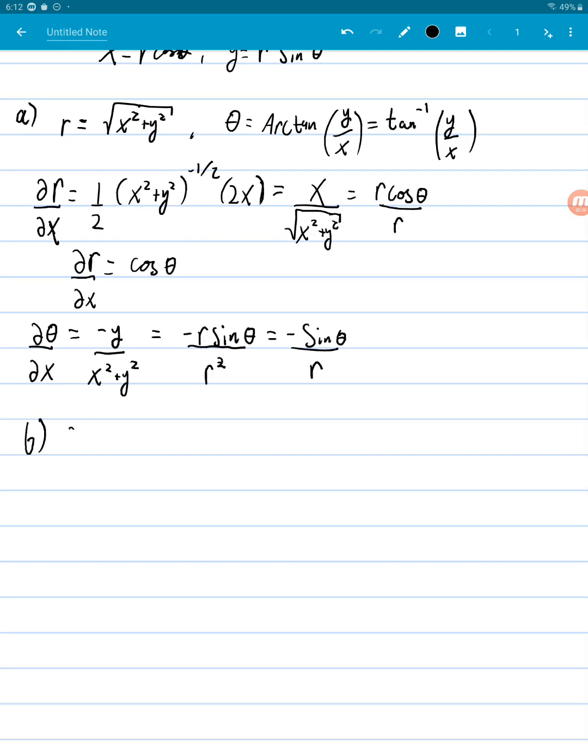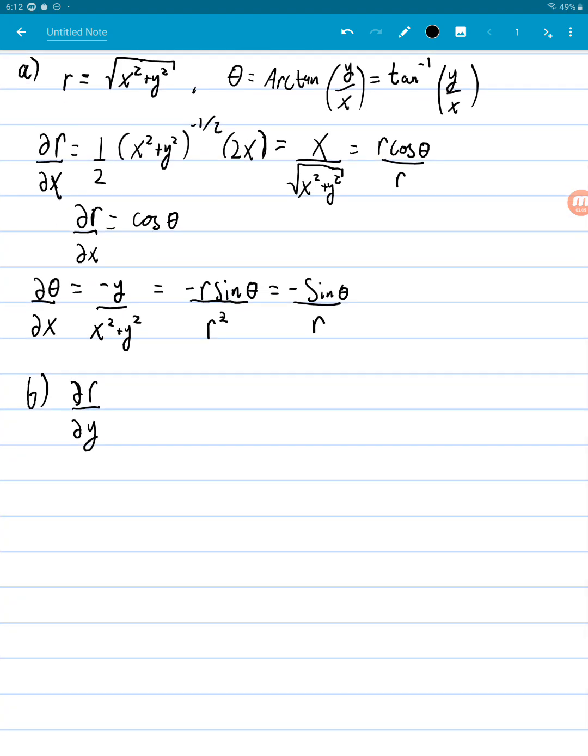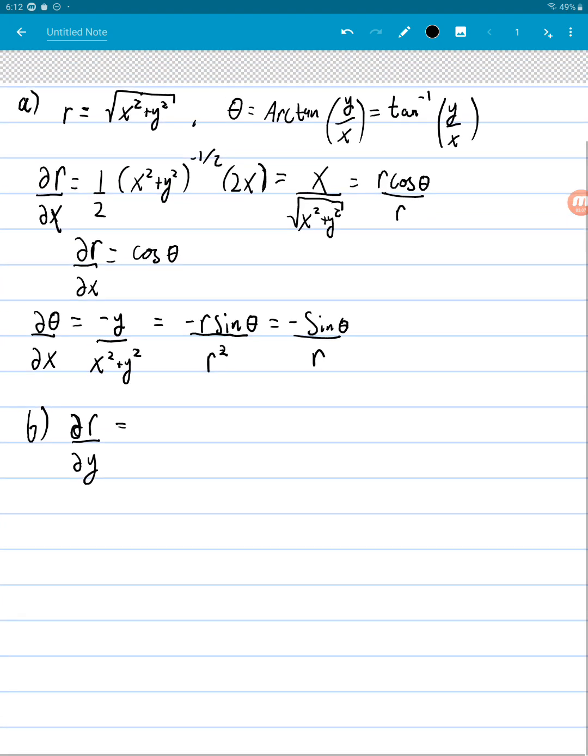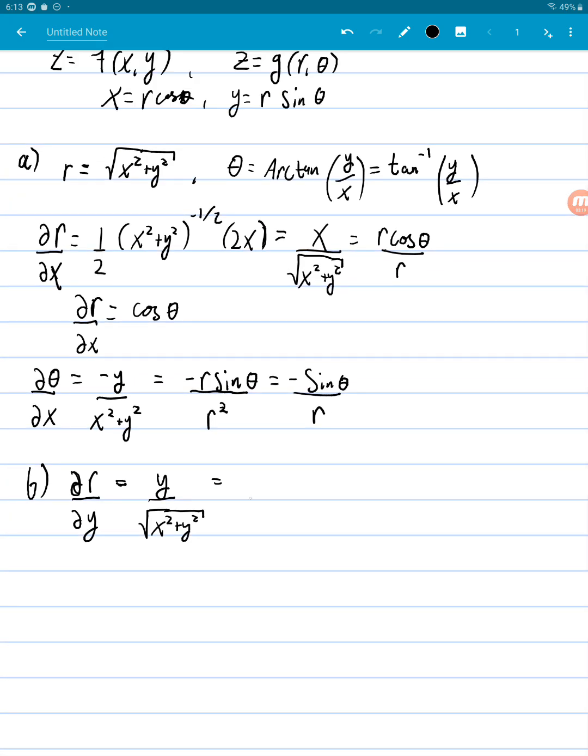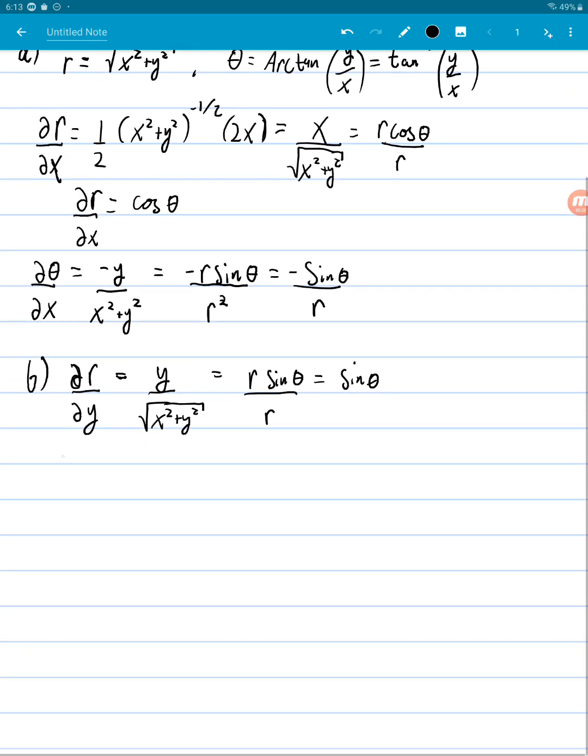For part B, we're going to do the same thing, but for dr by dy and d theta by dy. So for dr by dy, the first step in the process is going to be exactly the same, except we're going to end up with y over root x squared plus y squared instead. So we had that y is r sine theta, so you'll get r sine theta divided by r, so we're going to get sine theta as our dr by dy.